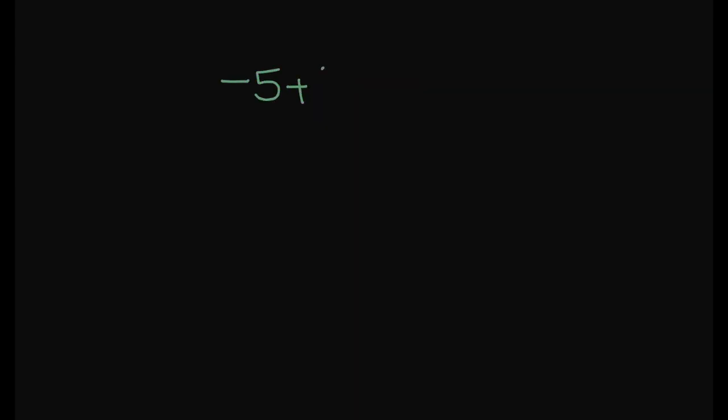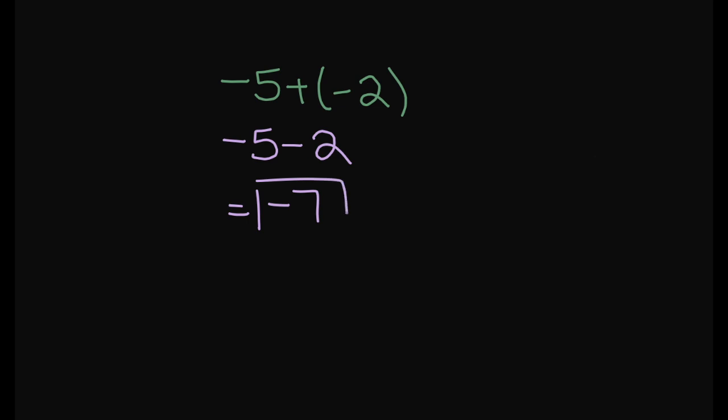-5 plus -2. So this is going to be -5 minus 2. You're going to add 5 plus 2. That's going to give you 7. But your sign is still going to remain the same. So your final answer here is -7.